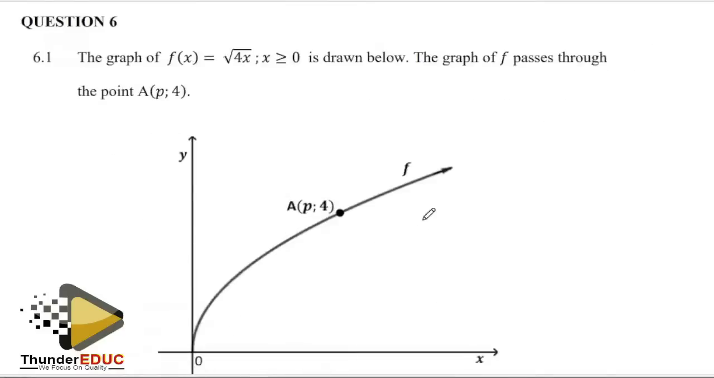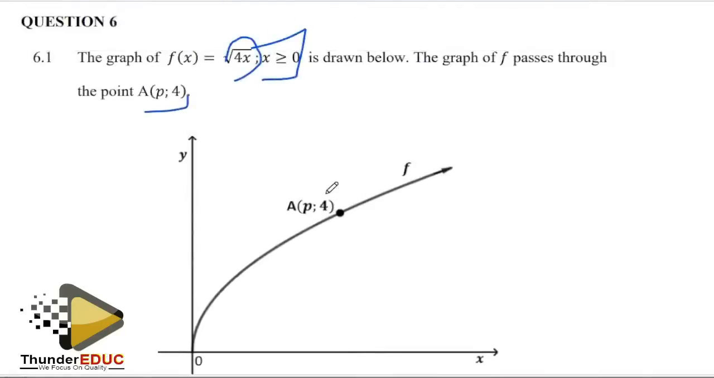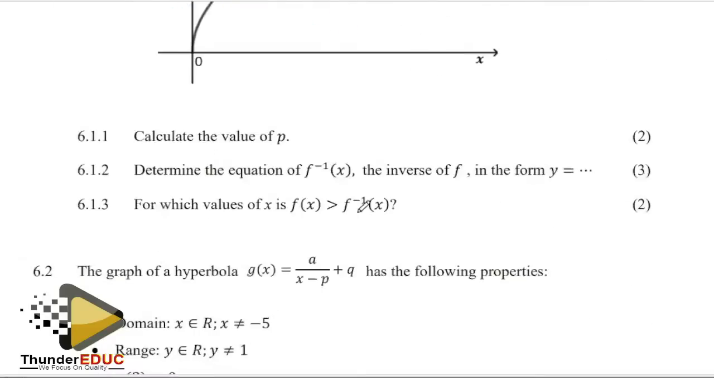Then question 6 is a restricted function with a condition or restrictions. So we have a point A with an unknown, which is P. Then they want you to get P. So for you to get P, you need a set of coordinates. No, we don't need a set of coordinates. Just substitute this into the function itself because this is the set of coordinates. So where there is Y, put a 4. Where there is X, put the P. And then we're good to go. Then to determine the equation of the inverse, just switch. Where there is X, you put a Y. Where there is a Y, you put the X. And then the condition must stay the same.